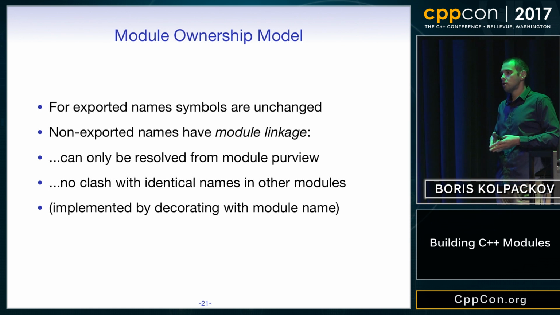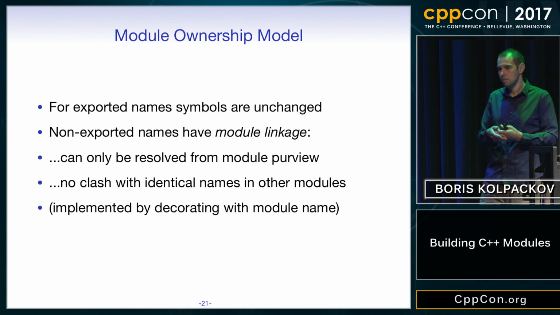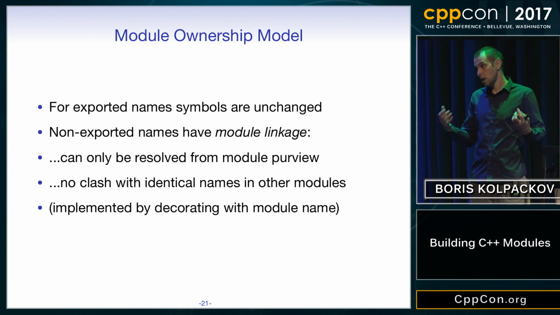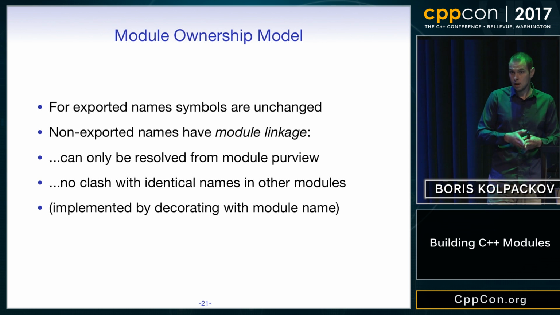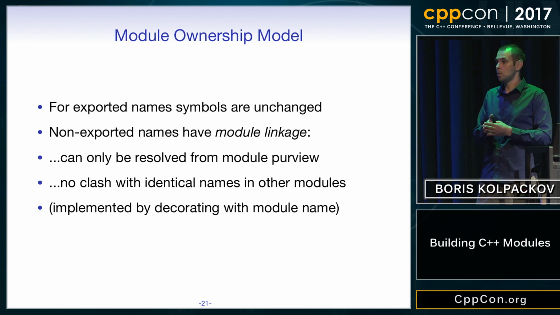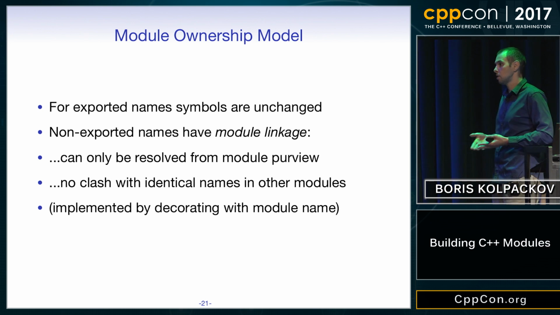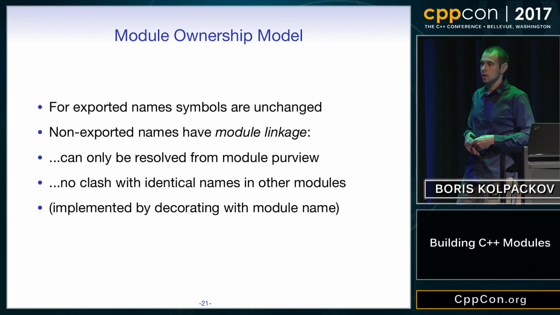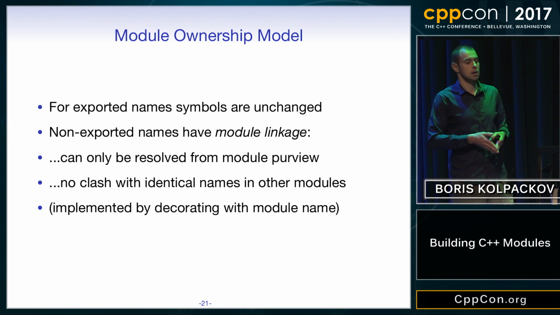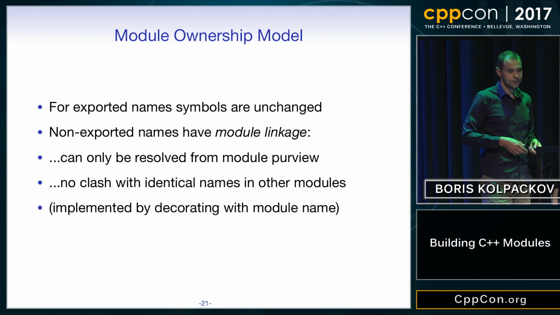And they cannot clash with identically named names in other modules. So to give you an example, let's say you have two modules, each of them declares a non-exported function f in the global namespace. If you link those two modules together in a single program, everything will be fine because those symbols are private. So this is normally implemented by decorating module linkage symbols with the module name.